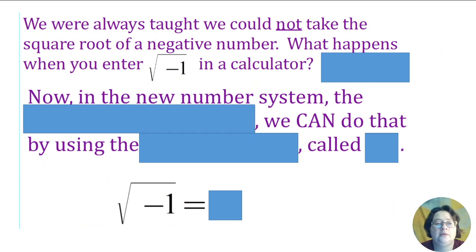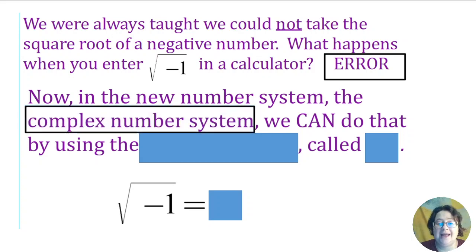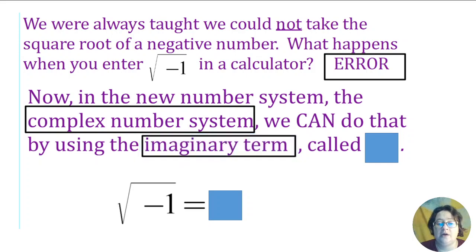So before we do, let's talk. We were always taught we could not take the square root of a negative number. So if you put -1 under the square root sign in a calculator or in Desmos, you get an error. Now, we have a new number system that we're working with called the complex number system. We can do that by using what we call the imaginary term, otherwise known as i for short. So our square root of -1 is i.